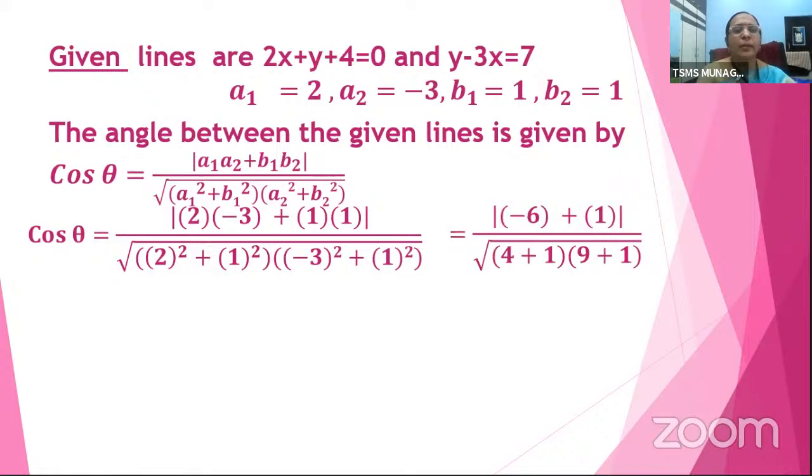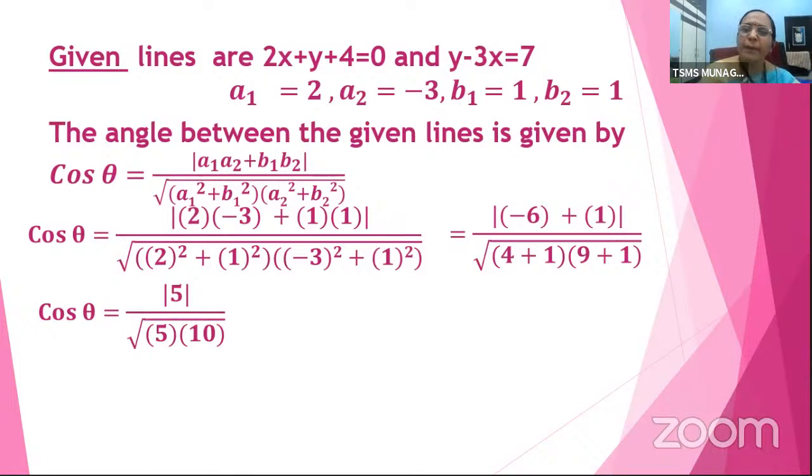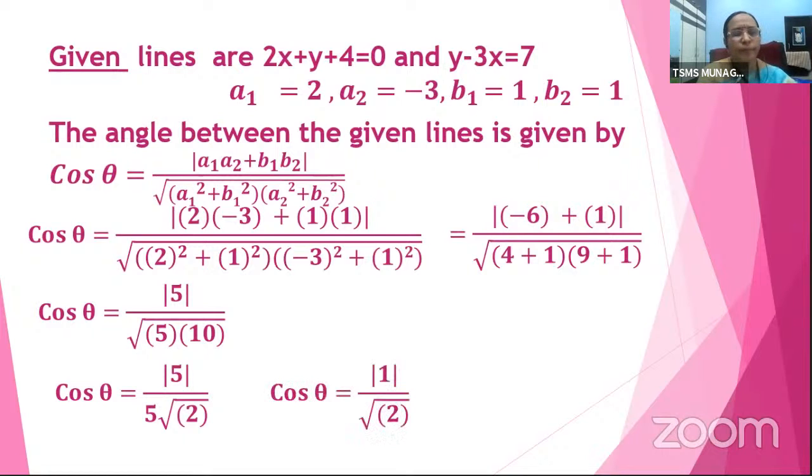Now on simplifying that, you will get (minus 6 plus 1) by root of (4 plus 1) into root of (9 plus 1). As you know, minus 6 plus 1 will give us minus 5 actually, and because of the modulus, that minus 5 will become plus 5. And in the denominator, we have root of 5 into 10. Now, 5 into 10 is 50. 50 is nothing but 5 root 2, because you can write it as 25 into 2. Now the numerator and denominator, the 5 gets cancelled and you have cos theta is equal to 1 by root 2.